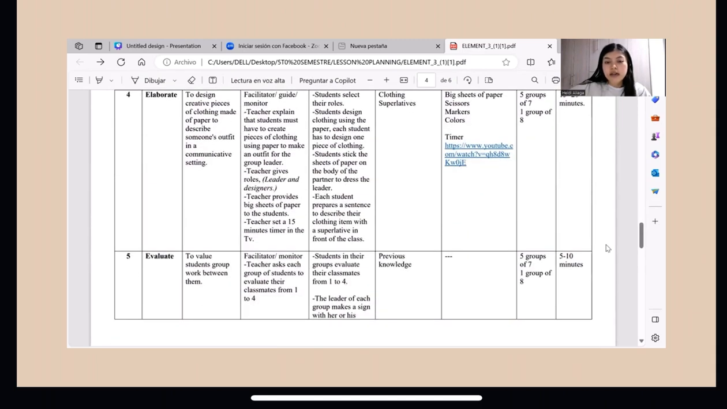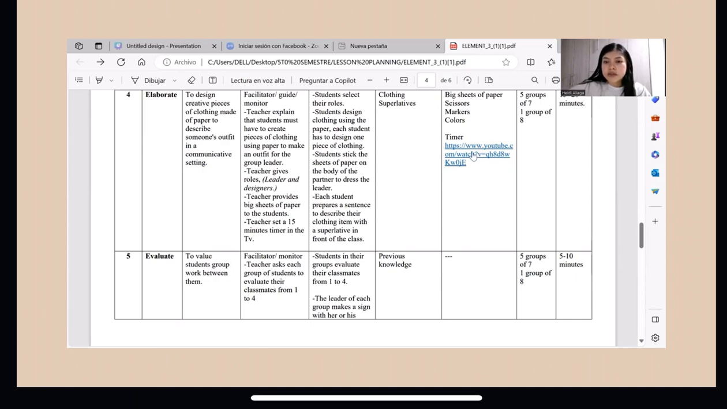So they decide how to design. They start doing that and they prepare the sentence to describe what they do and describe the outfit using the superlatives.